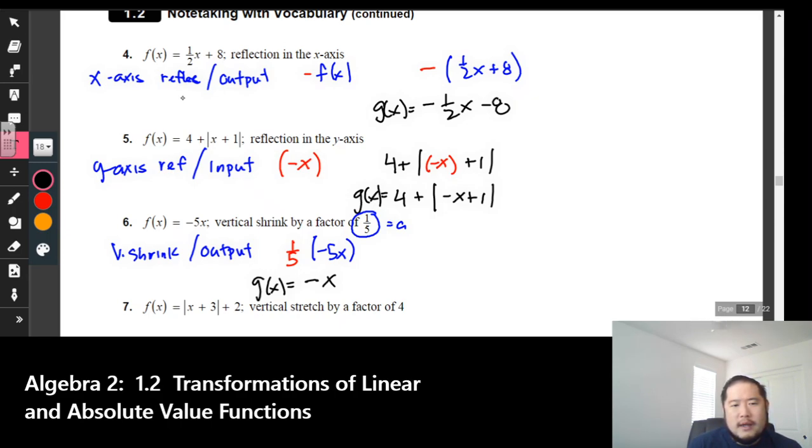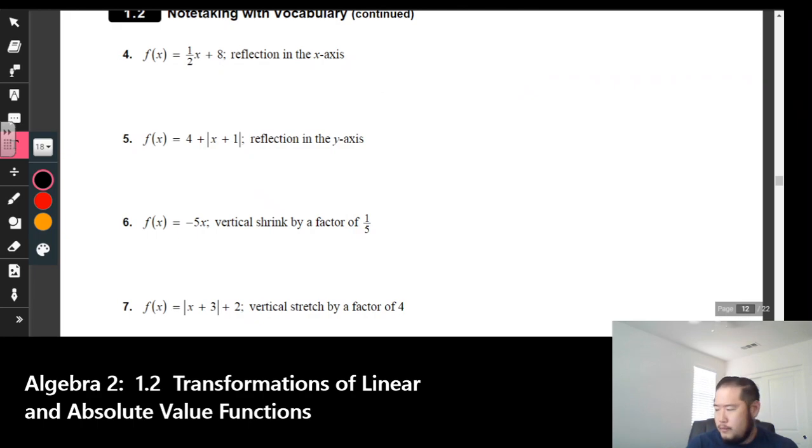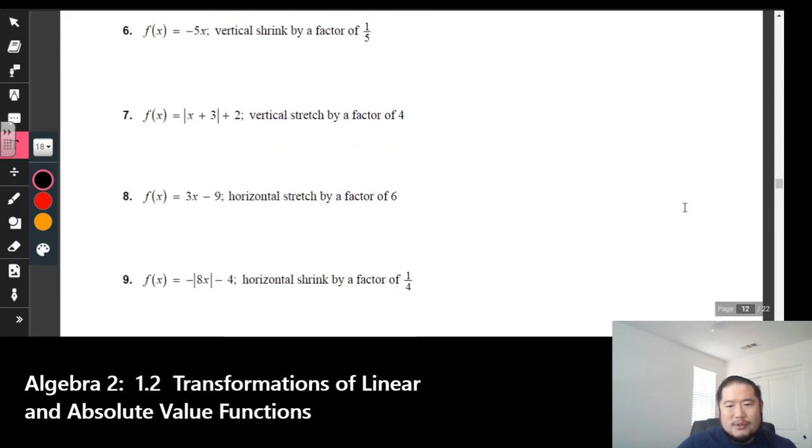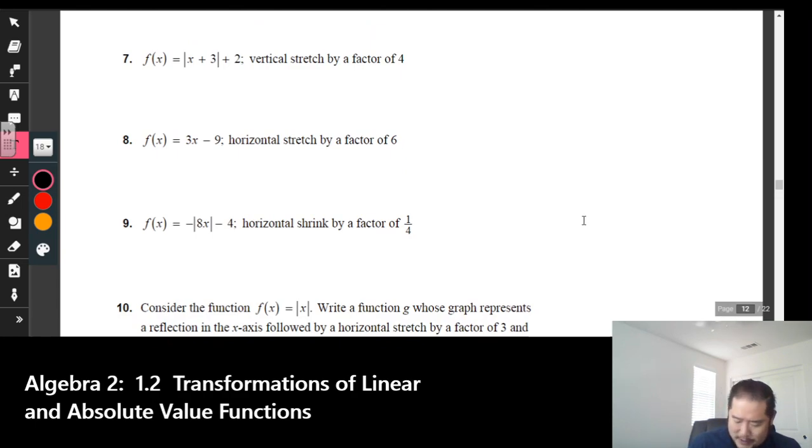In your homework, I would like for you to write down whether you have a vertical stretch, vertical shrink, or whatever the transformation is, and write down, is it supposed to be an input or output type of transformation? It's very helpful later on because you're going to see problems where there are multiple transformations in one problem. And so you're going to have to make sure you do each and every step along the way.